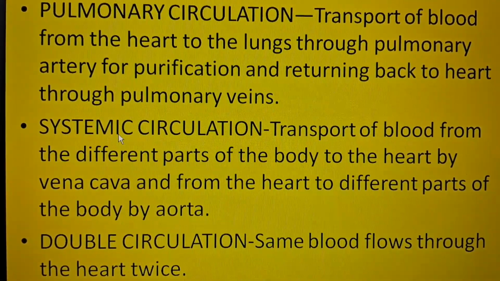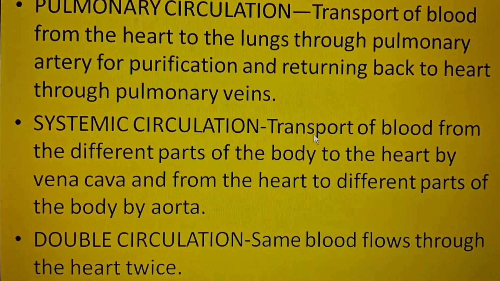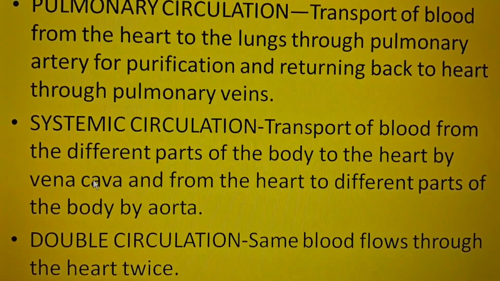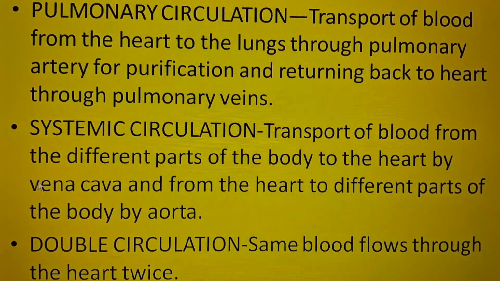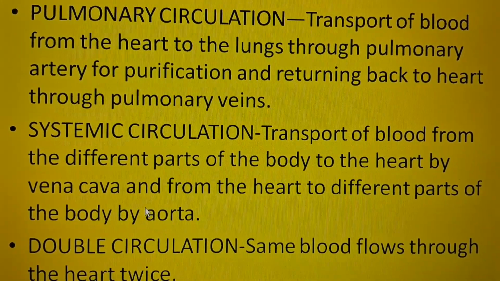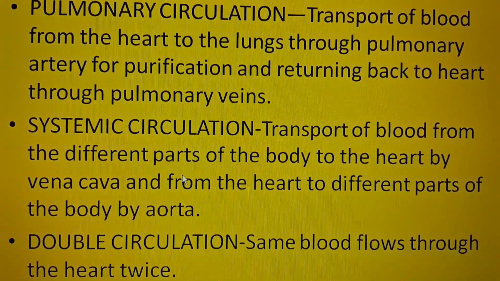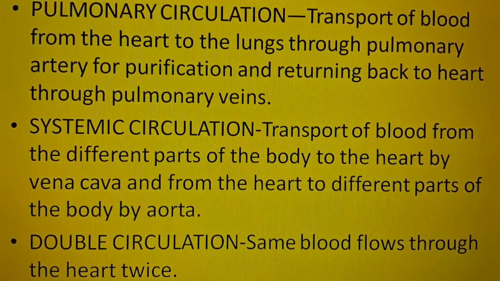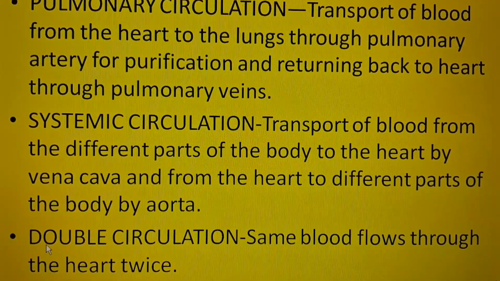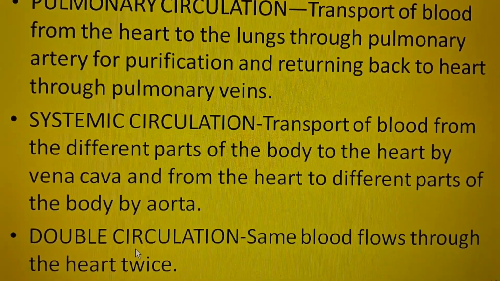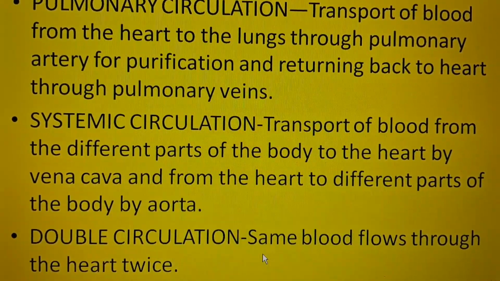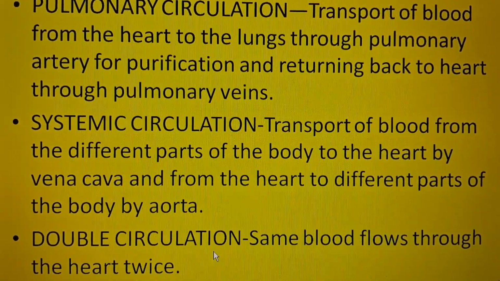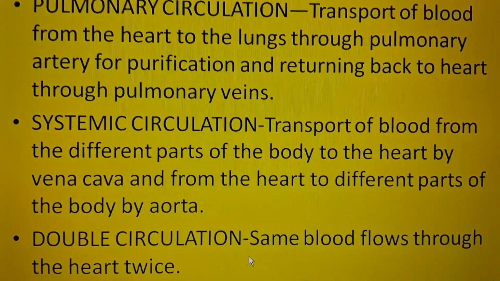Coming to the second circulation, systemic circulation. It's the transport of blood from the different parts of the body to the heart by vena cava and from the heart to different parts of the body by aorta. So this is a circulation where blood is carried from different parts to the heart and from the heart to different parts. Now what is double circulation? It's a circulation of the same blood when it flows through the heart twice.